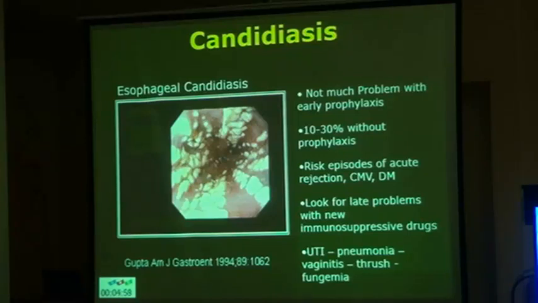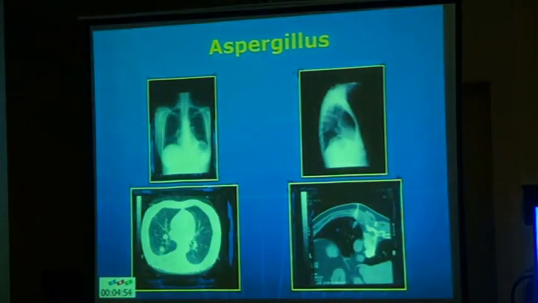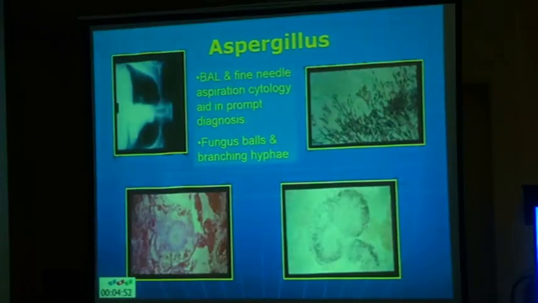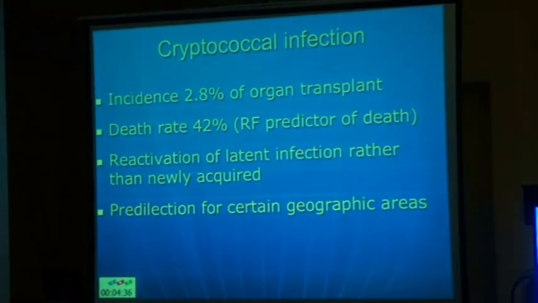And it can also produce a systemic infection. The second most common is Aspergillus, and this can affect the lungs. You can do a bronchoalveolar lavage, and fine needle aspiration cytology will aid in prompt diagnosis by finding fungal balls and branching hyphae. It also affects the brain, producing infarctions and hemorrhages.